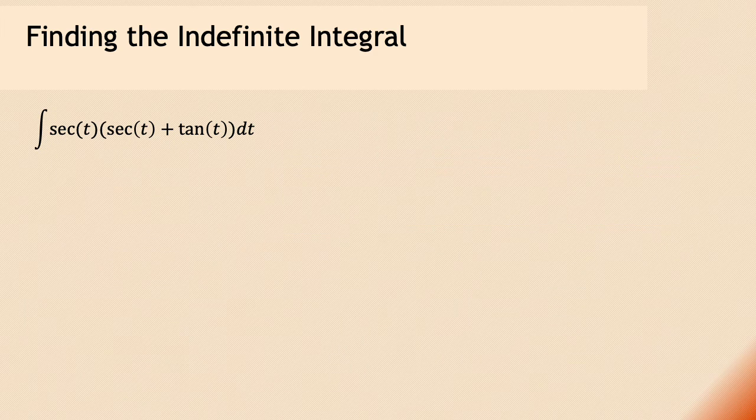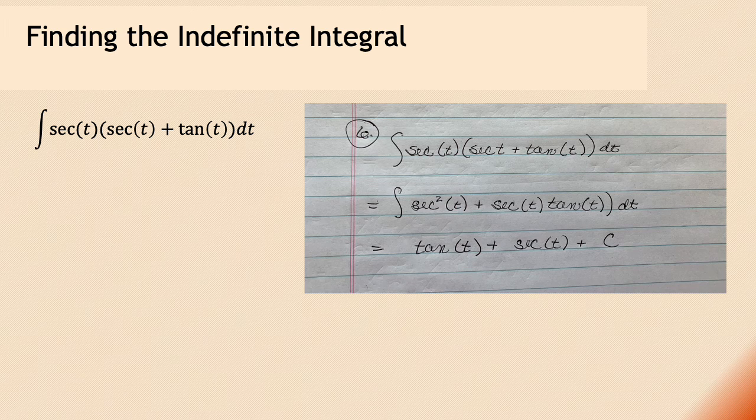And the final example, we're going to do a little work to start with, not much. We're going to distribute that secant t to get secant squared t plus secant t tan t. Go look at the table of antiderivatives, and you'll find that tangent of t has the derivative of secant squared. So your antiderivative of secant squared is tan t. And for secant t tan t, the antiderivative is secant of t, plus your arbitrary constant.